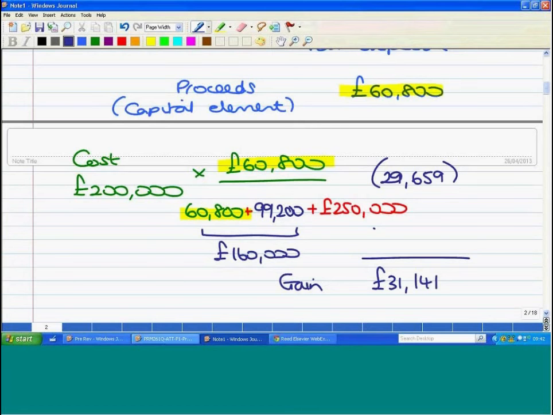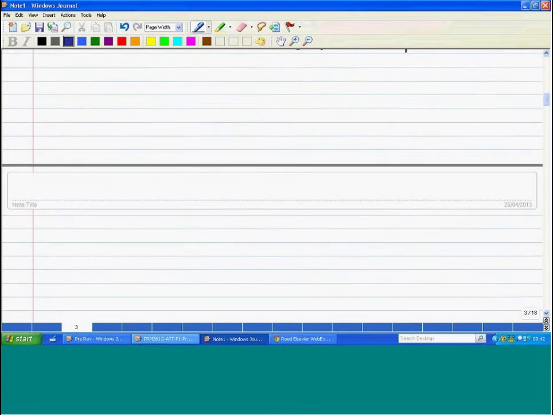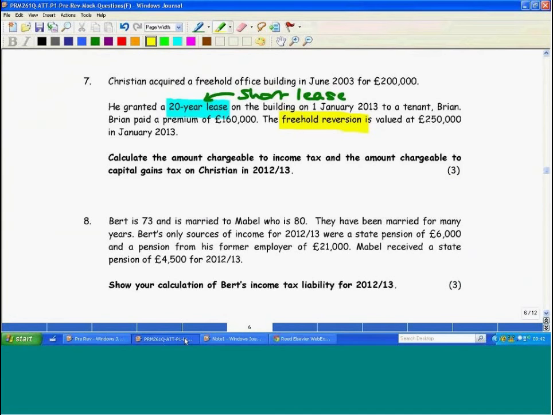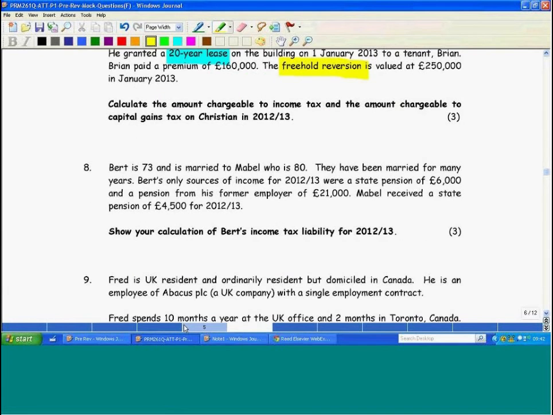Okay, so let's go back to our short form question paper and just have a quick look at question number 8. Now, question 8, again, I thought it's worthwhile just having a look at this question, especially in terms of what you're actually given in the exam on your tax tables. So, question 8, we've got Bert, who is 73, is married to Mabel, who is 80. They have been married for many years. His only source of income is a state pension of $6,000 and a pension from his former employer. Mabel has a state pension of $4,500.